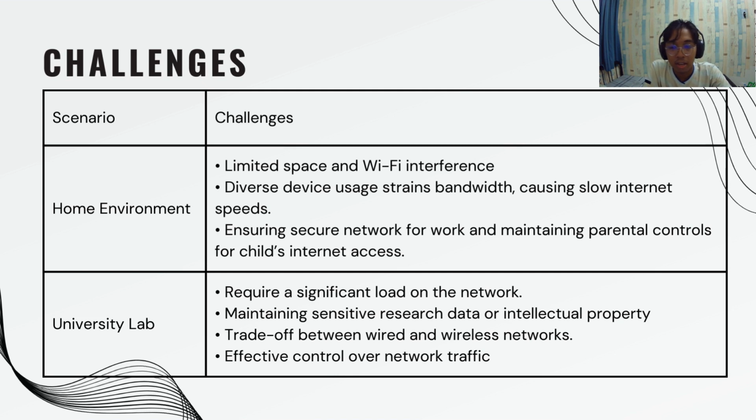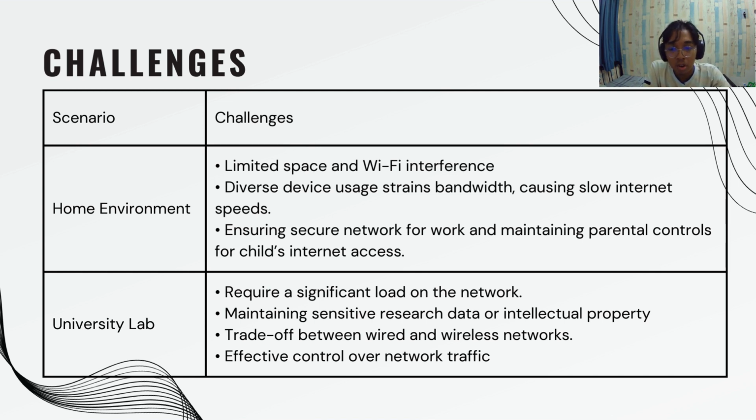Then the diverse devices also use up bandwidth. With the increasing number of connected devices in a home network, such as smartphones, tablets, laptops, smart TVs, etc., there is a higher demand for bandwidth. This diversity in device usage can strain the available bandwidth, causing a slowdown in internet speed.